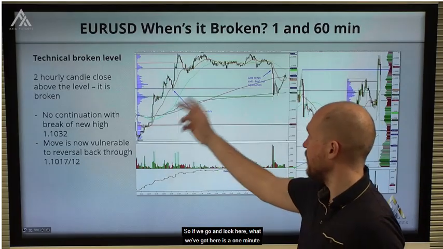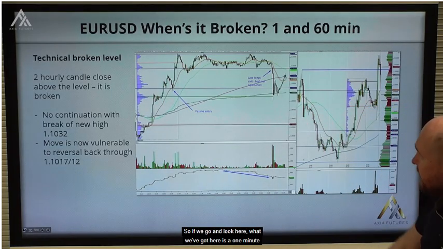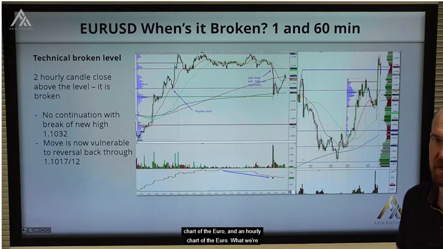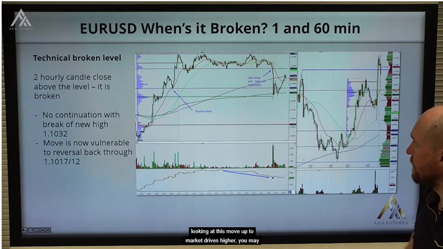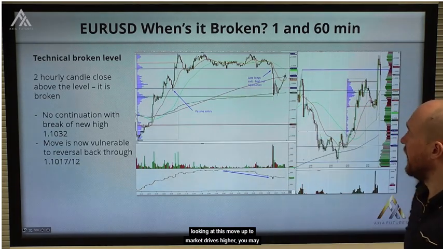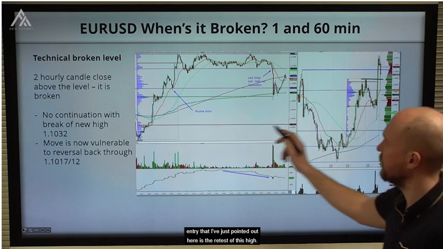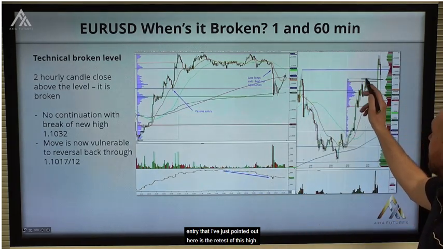So if we go and look here, what we've got is a 1 minute chart of the euro and an hourly chart of the euro. And what we're looking at is this move up. The market drives higher. You may well have got long. That's on this move here. And the passive entry that I've just pointed out here is the retest of this high.